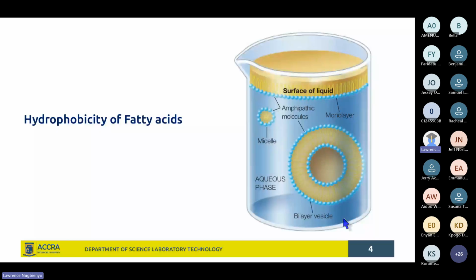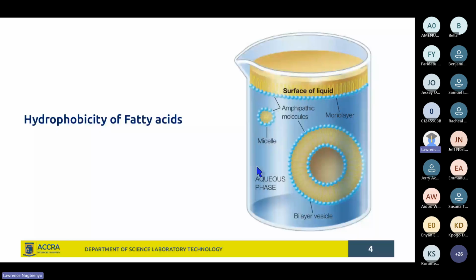This bilayer vesicle also forms in such a mixture. If you shake an oil with water, some droplets do form, and this is what can happen. You can have either some single layer that way, or you can have some bilayer in that manner.